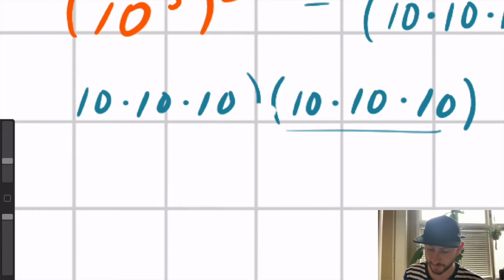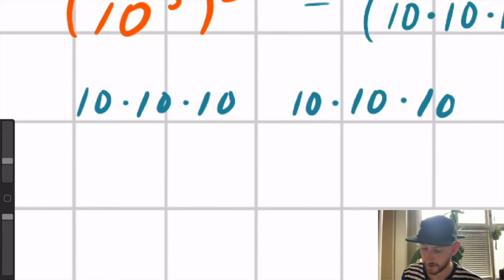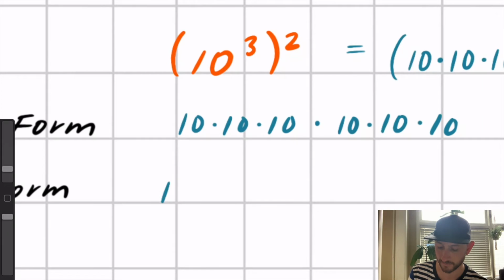And true expanded form would just be all of those tens multiplied together. So if you count them up, you'll notice 6 of them. So standard form would be 10 to the power of 6.